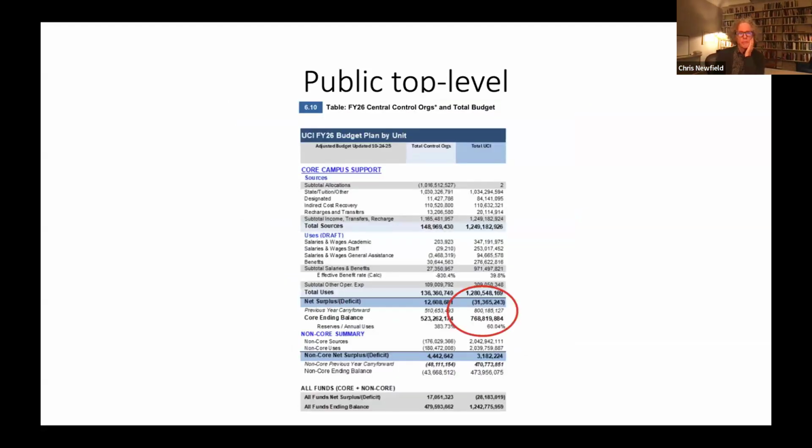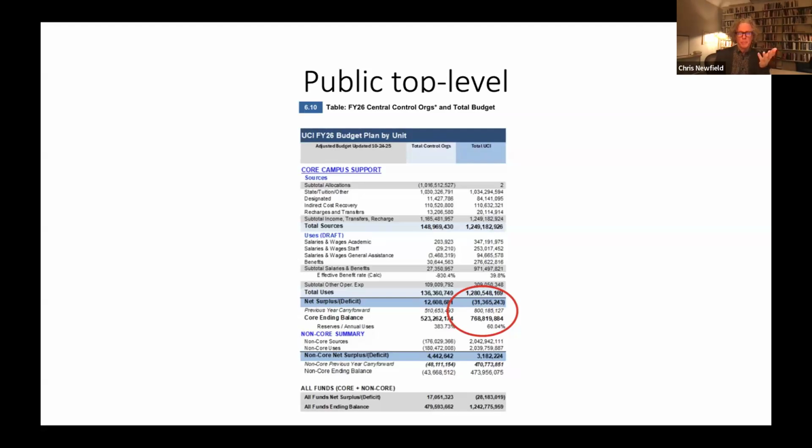And just one more example of this. This is from this year's, and it's labeled total UCI. This is not total UCI. This is just what's being called the core. And what jumped out at me in that circle is that the deficit has gone down from the projections last year, I think earlier in 2025. So it's down to 31.4 million. And juxtapose that to carry forward of 800 million, which is just enormous.